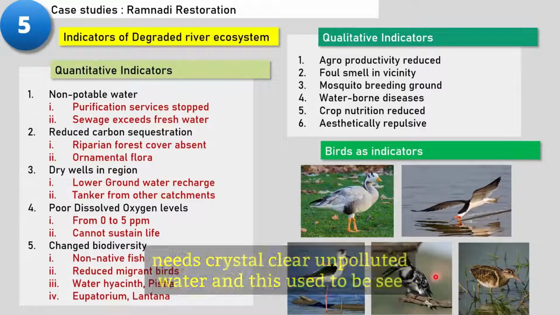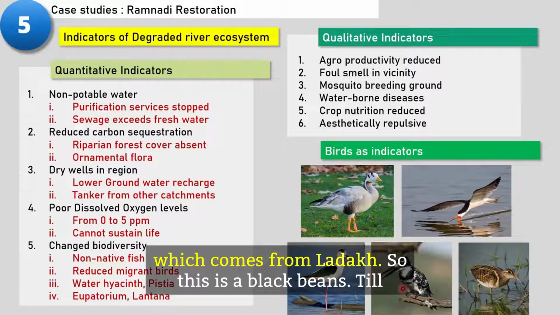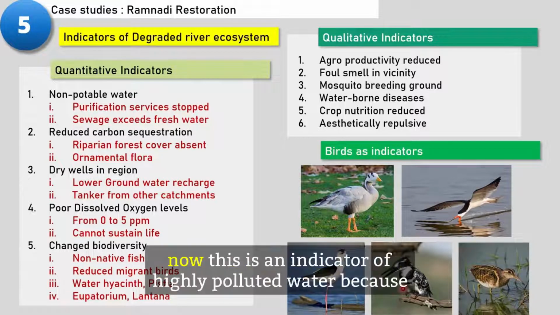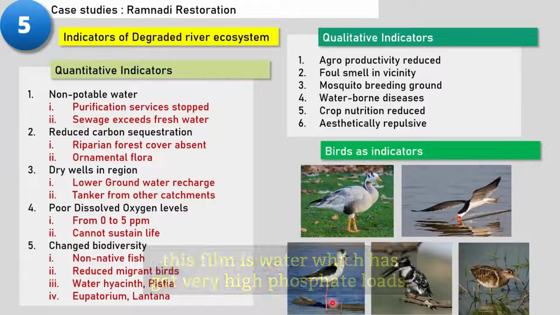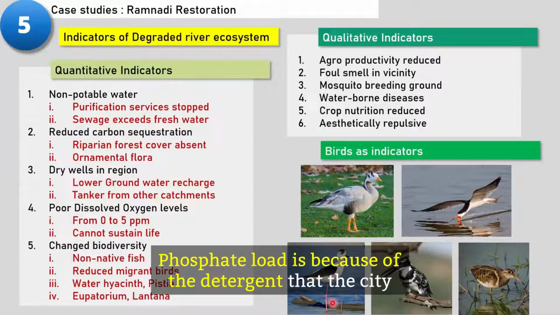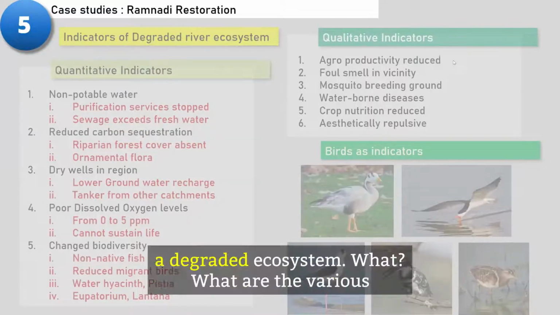And this used to be seen, or the painted snipe, and this little fellow which comes from Ladakh. So this is a black-winged stilt. Now, this is an indicator of highly polluted water because this is water which has very high phosphate loads. The phosphate load is because of the detergents that the city uses. So all of this was telling us that the Ram Nadi is a degraded ecosystem.